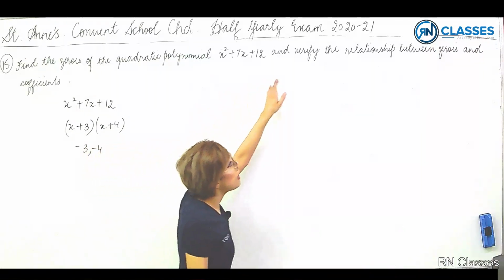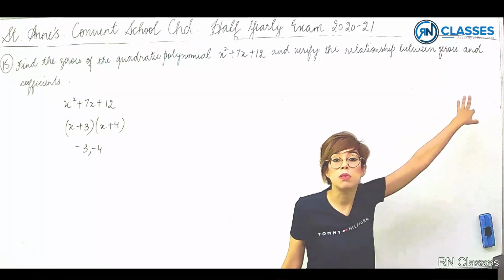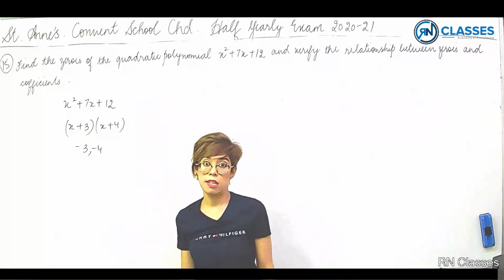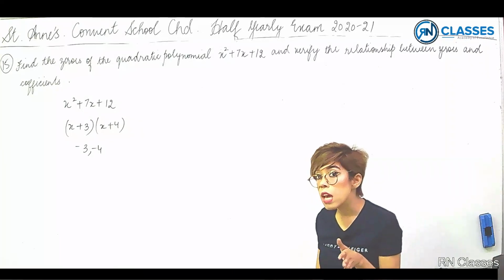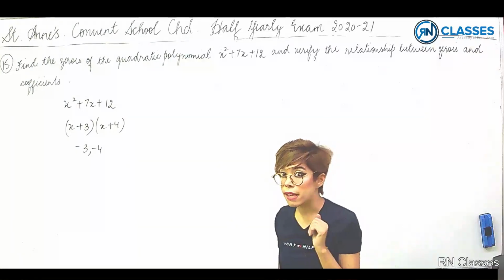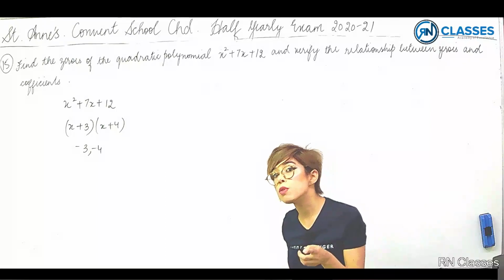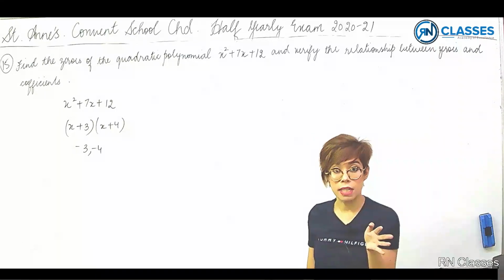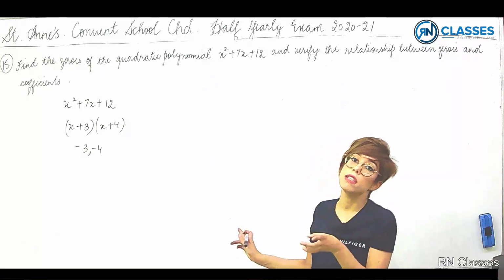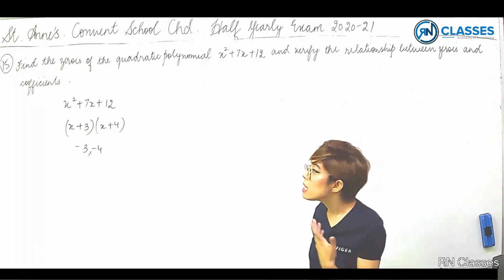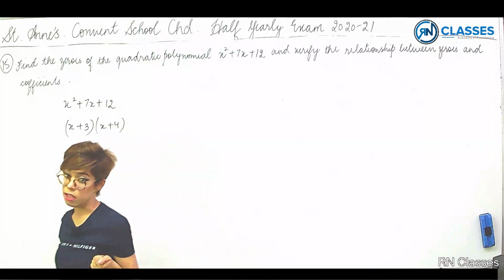Now he says verify the relationship between the zeros and the coefficients. Now we know that the sum of zeros is equal to minus b by a and product of zeros is equal to c by a. But you need to verify this, whether this is actually true or not in this case. Right, so let's see how we can verify things.